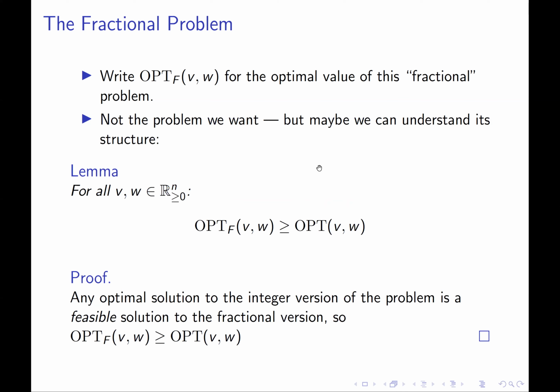And so in particular, if you give me the optimal integer solution to the knapsack problem, that is a feasible solution to the fractional knapsack problem. It satisfies all of the constraints. It satisfies the budget constraint, and it satisfies the constraint that all of the xi values are between 0 and 1, because after all, they are either exactly 0 or exactly 1. So it is a feasible solution to the fractional knapsack problem.